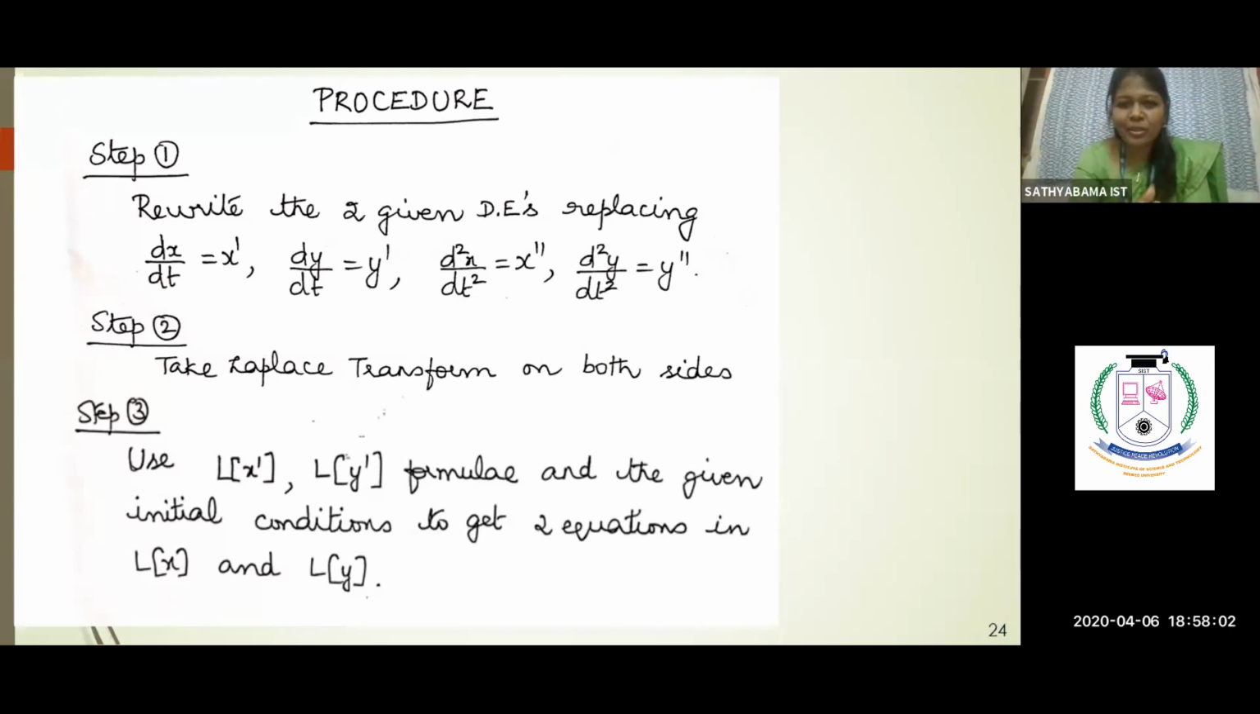What is step 2? Take Laplace transform on both sides. What are you doing in step 3? You're using the formula for L of x dash, L of y dash. You're also using the initial conditions given in the question, and you're getting 2 equations. You're naming them as equations 3 and 4. So you have 2 equations, 2 unknowns. What are the 2 unknowns? L of x, L of y. That is step 3.